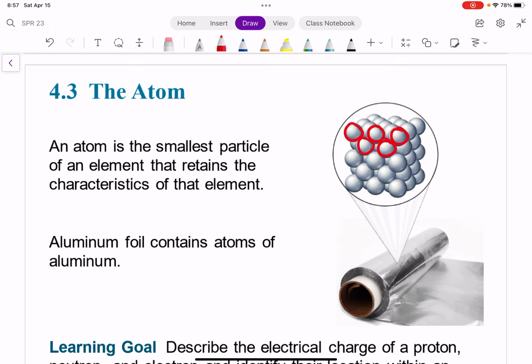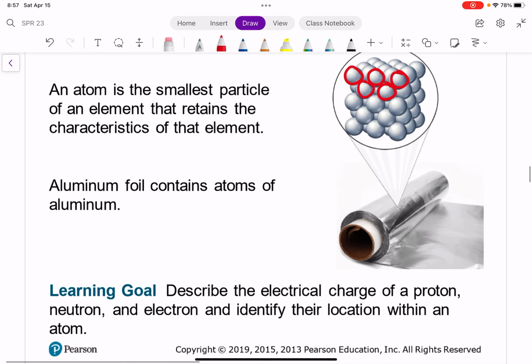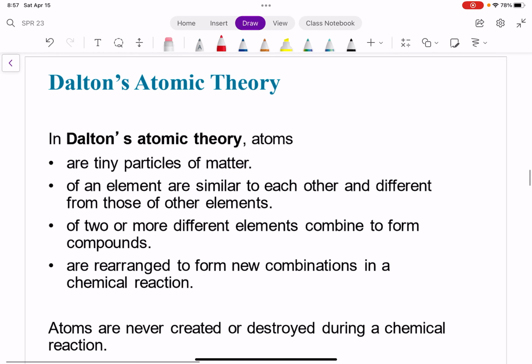So you would see not just a few atoms of aluminum, you'd see trillions and trillions, because they're really tiny. So if you looked at a piece of paper and you put that piece of paper on its side and you were trying to measure the width of that piece of paper in atoms, you would have millions of atoms just in that tiny width of that paper. So they're really small. The ancient Greeks actually came up with this idea of particles that they called atomos, and that's where we get the term atom from.